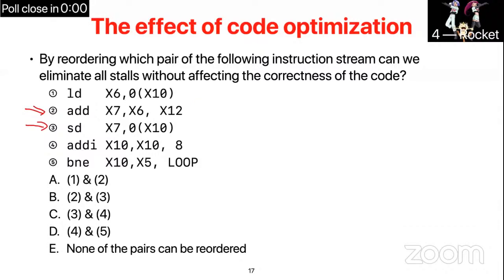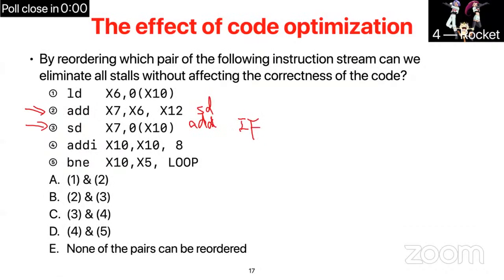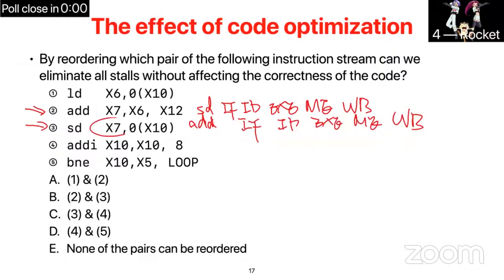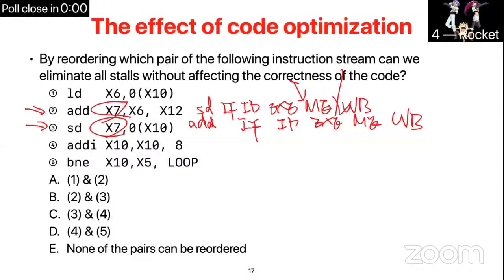Saying that this is the store instruction and this is the add instruction, right? The store instruction would be IF, ID, EXE, MEM, and write back, right? And the add instruction would be instruction fetch, decode, execution, mem, write back. And the store instruction would need the value of x7 definitely in the beginning of MEM, and the add can only generate the right value of EXE at the end of EXE.